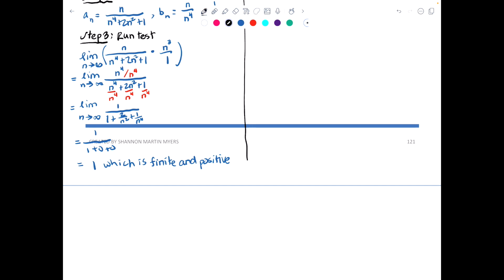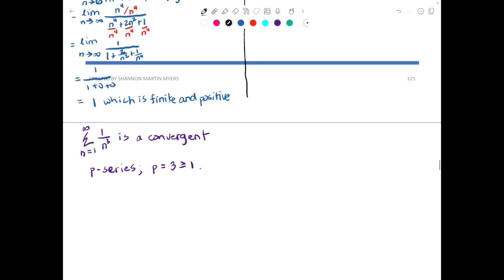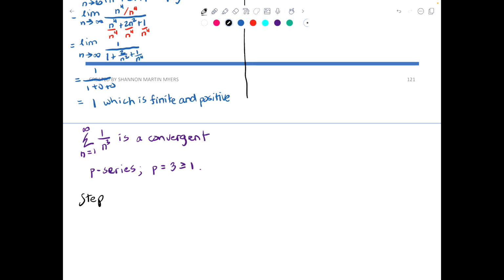Cool? So, our conclusion, step 4, actually, you know what? We have one more thing we need to say here. So, the summation as n goes from 1 to infinity of 1 over n cubed, our comparison series, is a convergent P series, P is equal to 3, which is greater than or equal to 1. And so now we have all of our pieces for our conclusion in step 4.